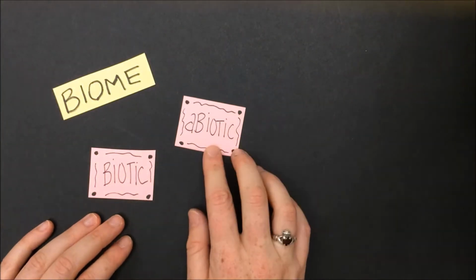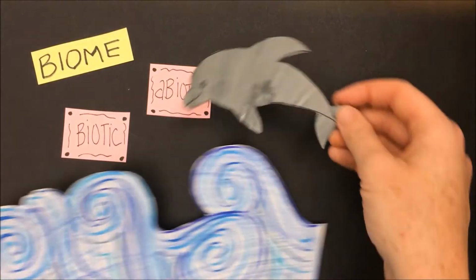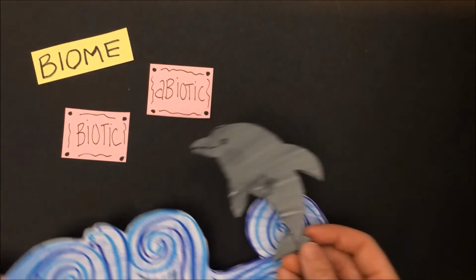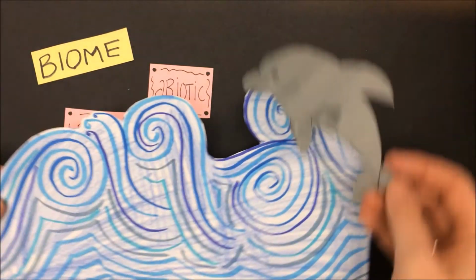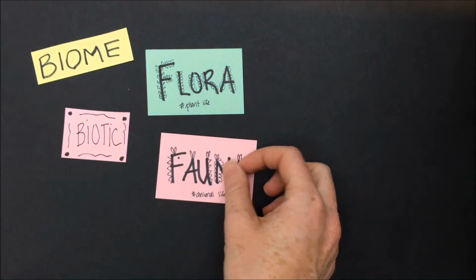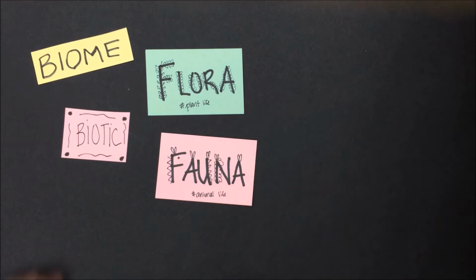When studying biomes, you need to consider biotic and abiotic factors. Biotic factors are living things, and abiotic factors are non-living things. Both of them are important characteristics in any biome. Biotic factors that are important in a biome include flora and fauna. Flora, that's another way of saying plant life, and fauna, that's another way of saying animal life.